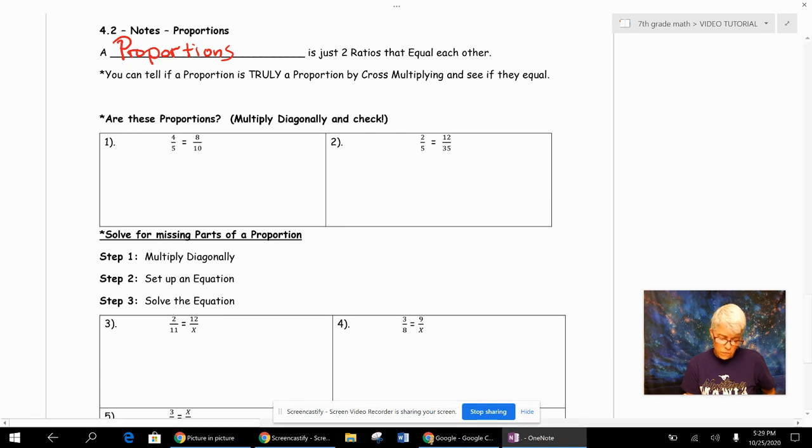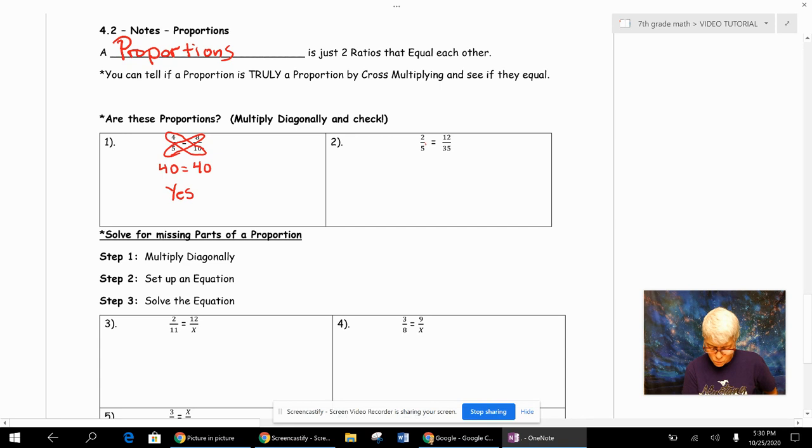You can tell if a proportion is truly a proportion by cross multiplying and seeing if it's equal. So if you're in a situation and you're like, are they proportionate? Let me show you a way to determine that, to say yes they are or no they are not. So here are two ratios. And what I'm going to do is cross products. We did that a little bit yesterday. 4 times 10 is 40. 8 times 5 is 40. And so, yes, this is considered proportionate because 40 equals 40.